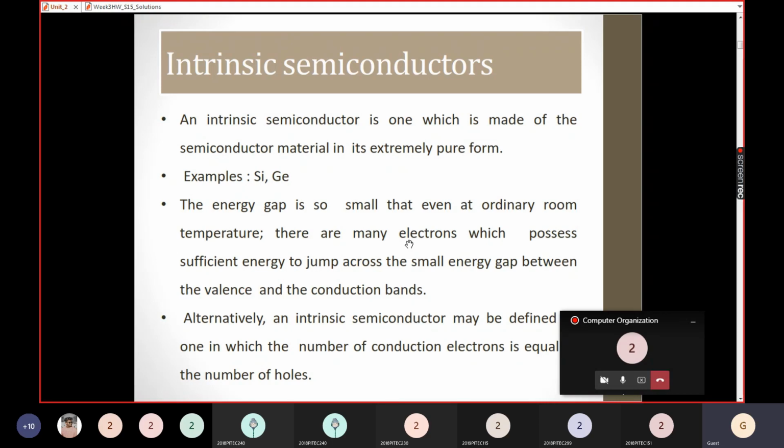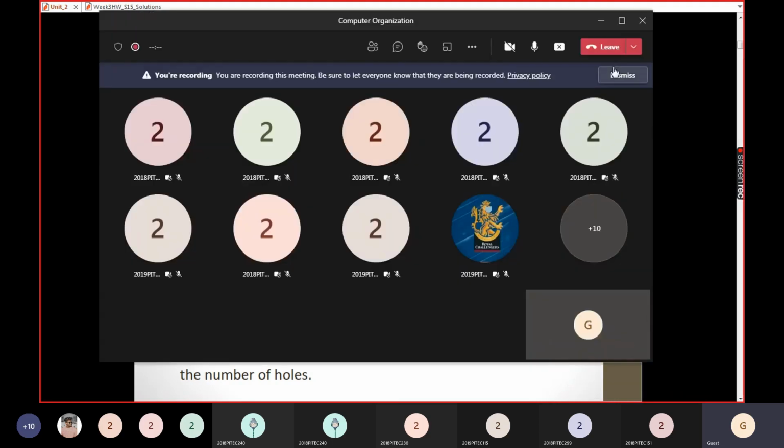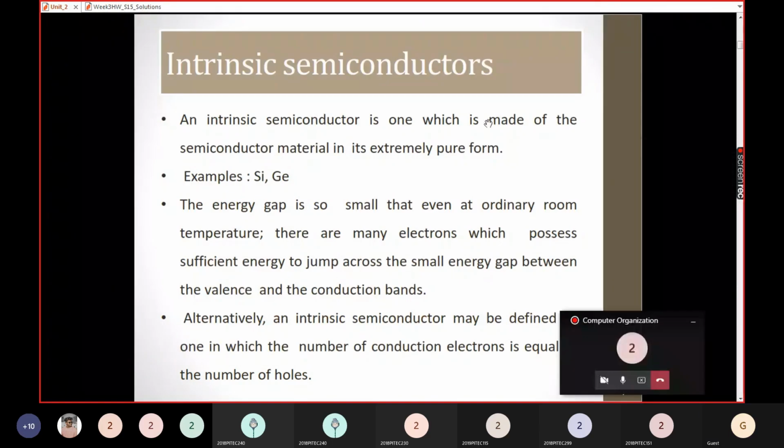Then after that, intrinsic semiconductor has a specific definition here. That also I have represented here. You can see there. Here, the intrinsic semiconductor is defined where the number of conduction electrons is equal to the number of holes. That's what I have already told you. Number of electrons must be equal to number of holes in a pure semiconductor. That's what they have given in this definition. So I think you are clear about the intrinsic semiconductor now.